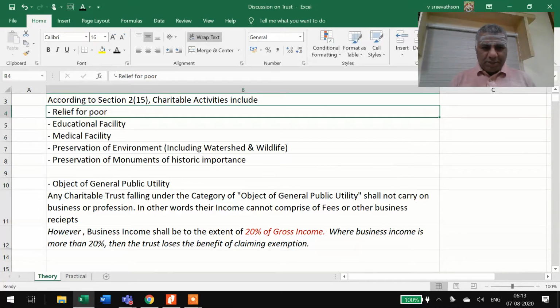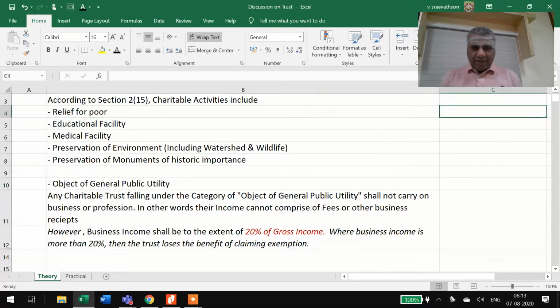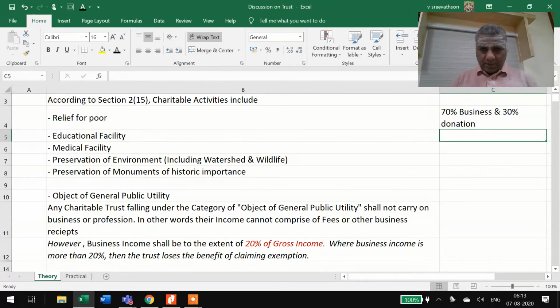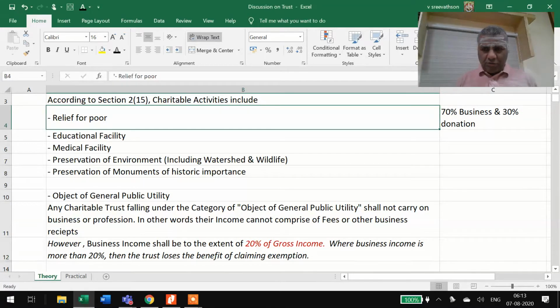Subiksha, are you there? Yes, sir. Relief for the poor. My income consisted of 70% business and 30% donation. Am I losing the benefit of exemption? Yes, sir, I'm losing the benefit of exemption.